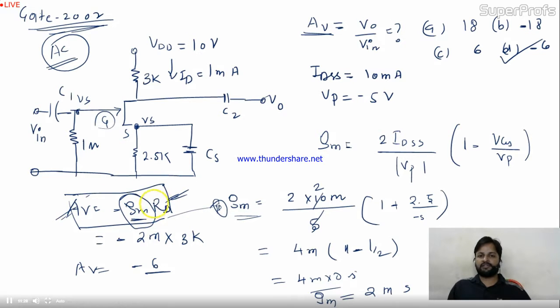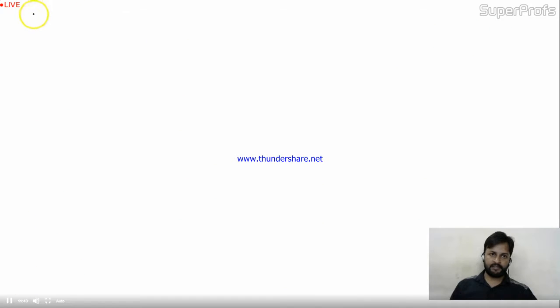If you remember this formula, you can do this question in less than 2 minutes. But suppose you don't remember this formula, what will happen? You'll take 5 to 6 minutes to solve this circuit. Is it okay? So friend, this is the GATE 2017 problem, a 2 marks problem.